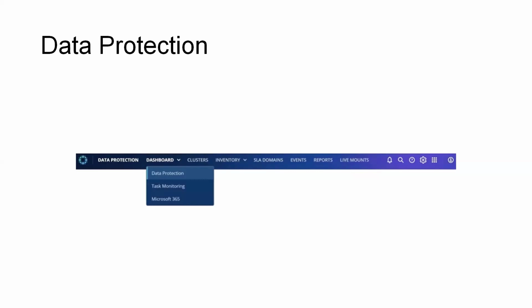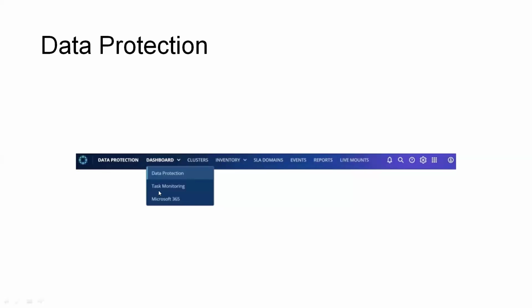Next one is inventory. In inventory we can see all the types of workloads, like vSphere VMs, hypervisor VMs, SQL databases, Oracle databases, Windows fileset backups, Linux fileset backups, and cloud workloads. Those are all the information we can see.